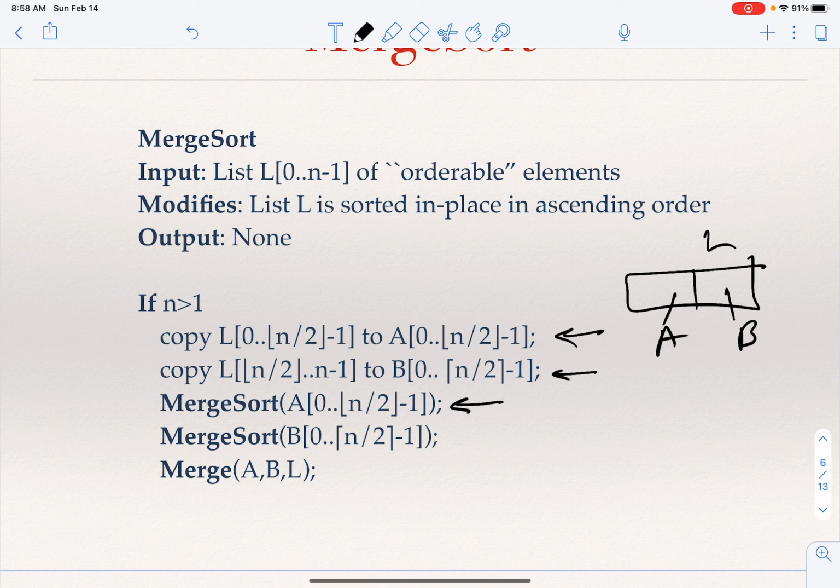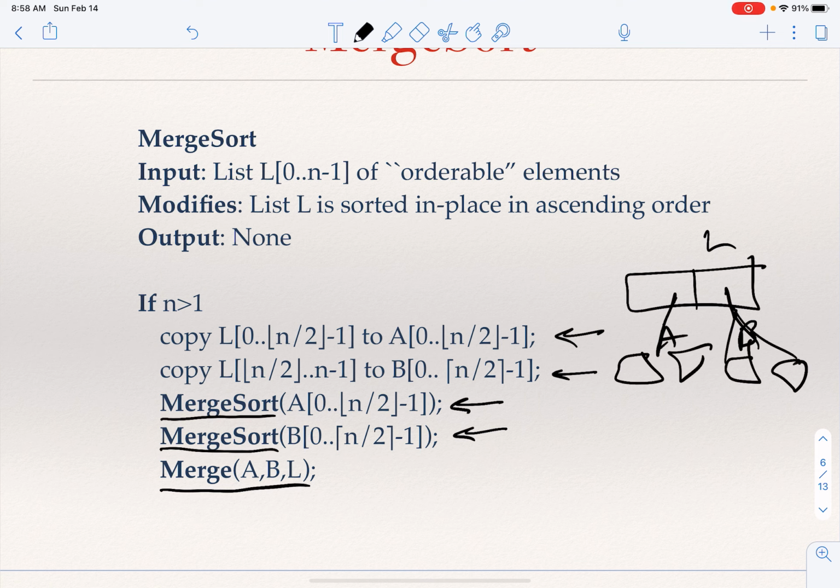Now apply merge sort recursively on the left. Apply merge sort recursively on the right. And when you get back the outputs from these, merge these 2 back into L. Okay, this is all this algorithm is doing. So all it does is keep dividing, building this tree structure in the recursion. This function is really doing all the work.